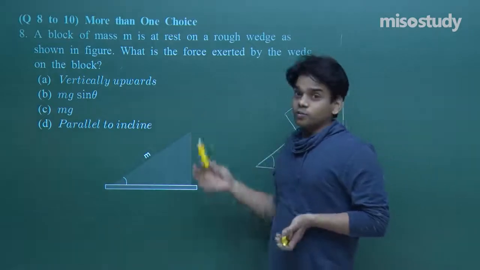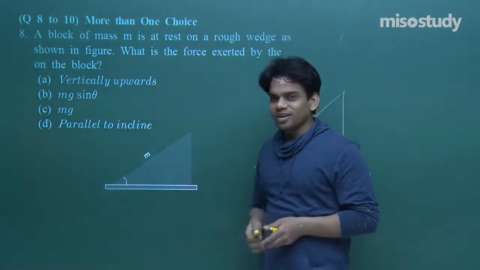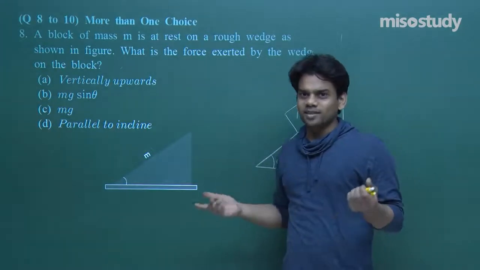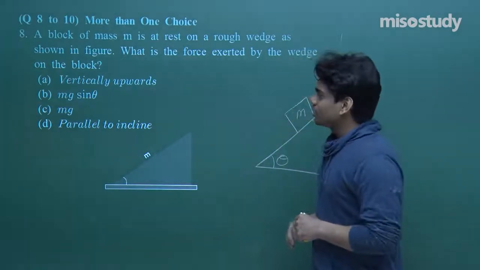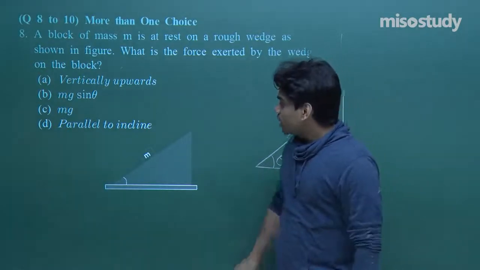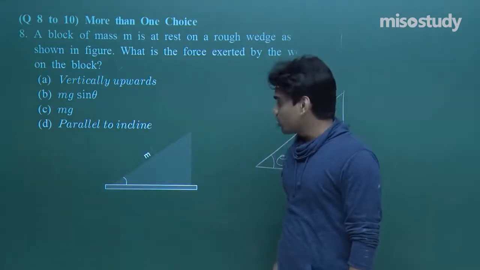A, vertically upward, where the force is acting vertically upward. B, mg sin theta. C, mg, D, parallel to incline. Multiple choice, more than one correct can be, even one correct, even two correct, three correct, all four correct. Let's see, all four correct is not a possibility based upon the options. See, first of all, the block is in equilibrium. The block is in equilibrium.